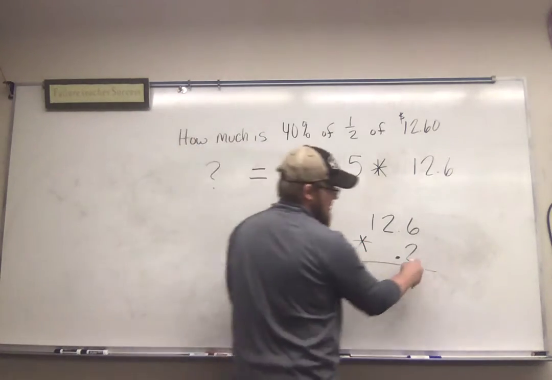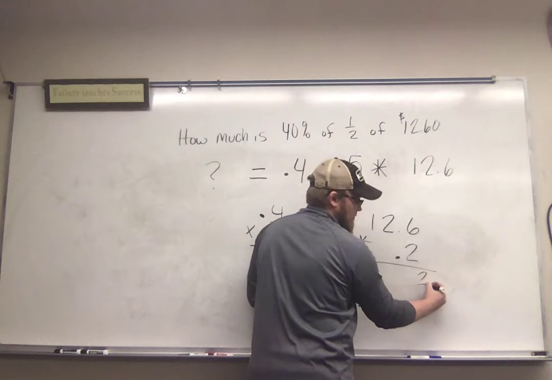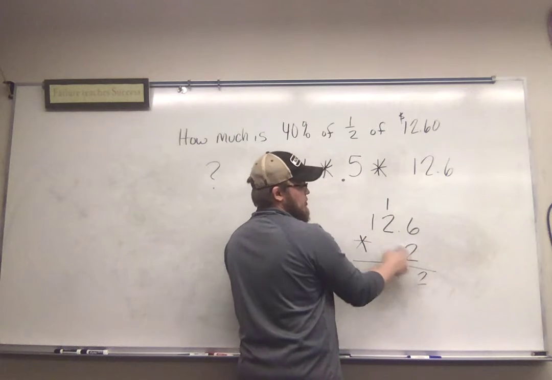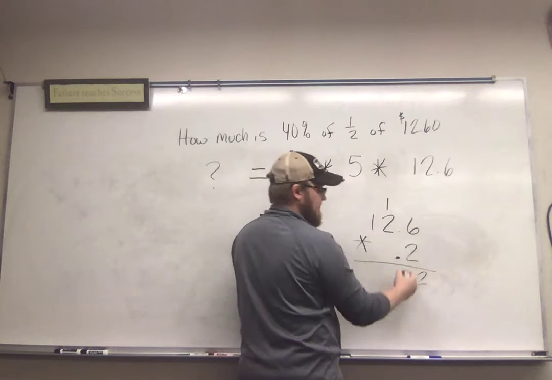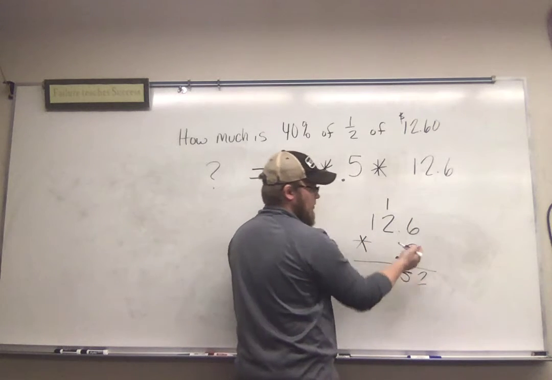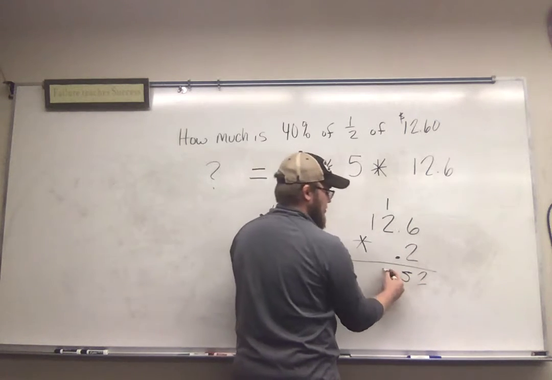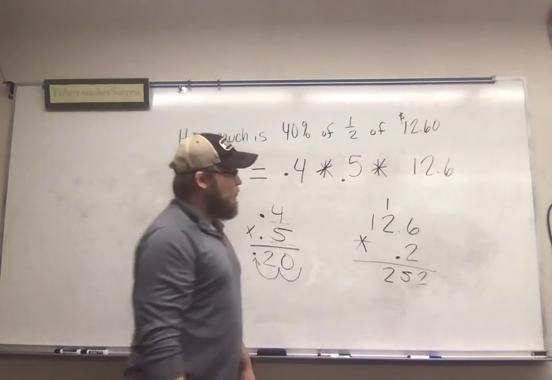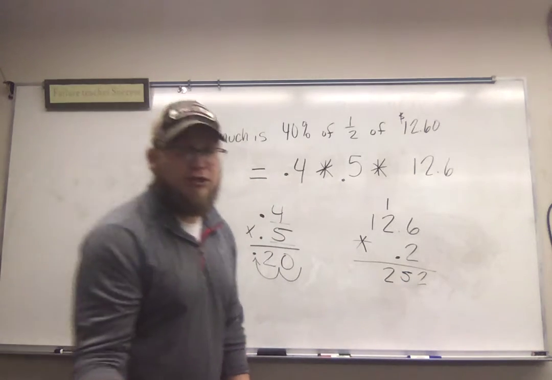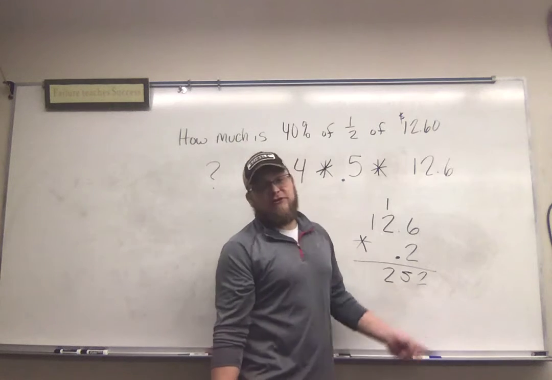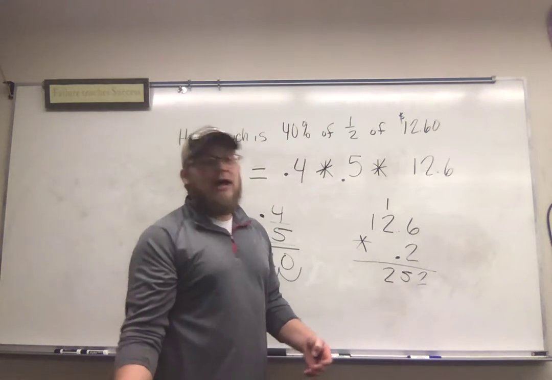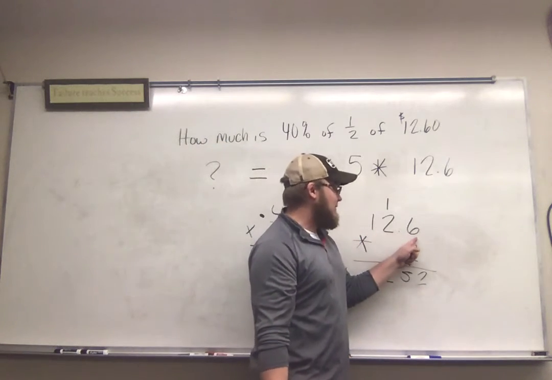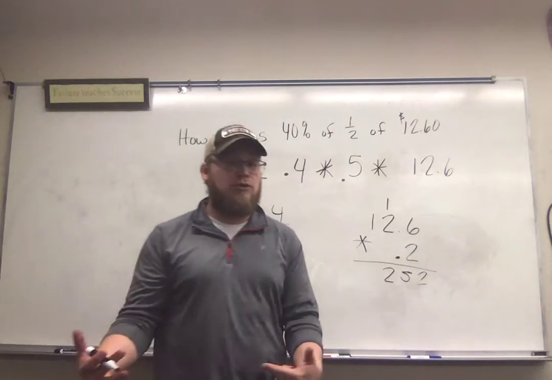So what we should be doing is taking 2 times 6, that's 12. Carry the 1. 2 times 2 is 4, plus 1 is 5. We don't need to carry anything. And then 2 times 1 is just 2. Okay, so if we took 126 times 2, we should get an answer of 252. Obviously, we didn't do that. We took 12.6 times 0.2. So don't forget about that.